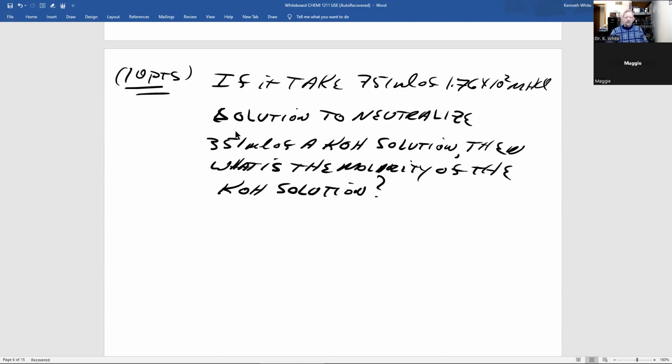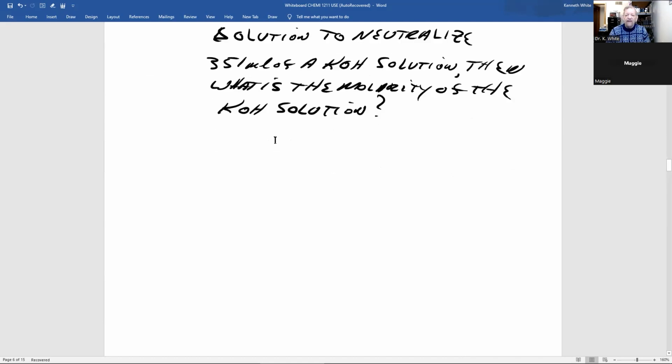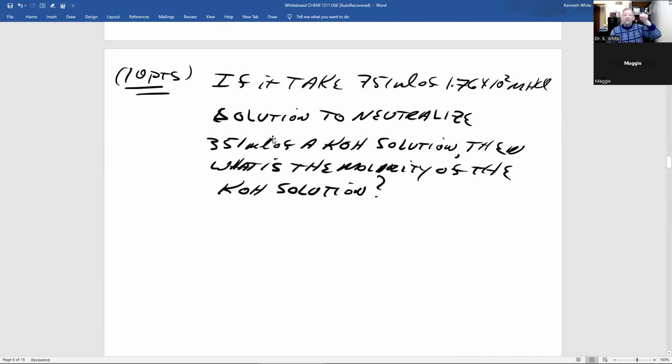All right, let's take a look at this one. Now I'm going to try something different, but let me read the problem. If it takes 751 milliliters of 1.76 times 10 to the 2 capital M, that's molarity, HCl solution, to neutralize 351 milliliters of a KOH solution, then what is the molarity of the KOH solution? And what I'm going to try different now is, if you're watching the video, before you hit pause, determine what are you trying to find and what are you given. Hit pause.